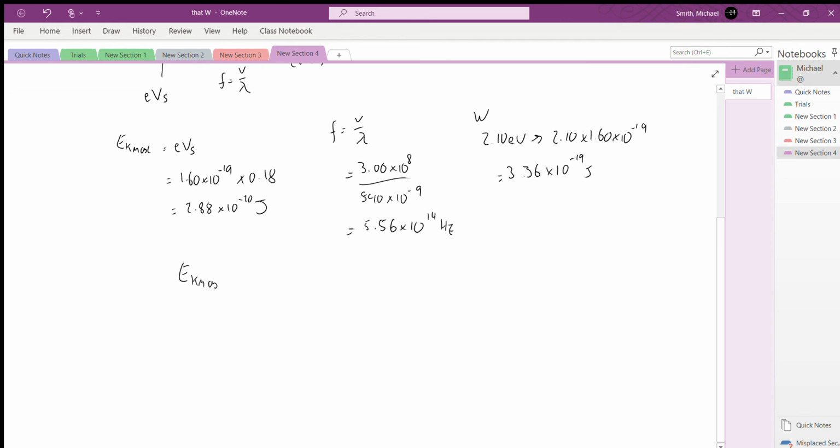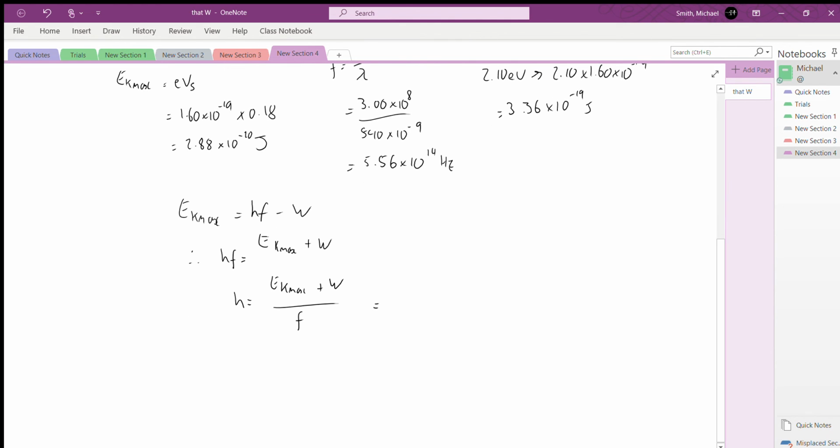So E K max is hf take W, therefore hf equals E K max plus W, and finally h equals E K max plus W all over f. And now we can substitute those values in. E K max was 2.88 times 10 to the power of minus 20 plus our work function 3.36 times 10 to the power of minus 19 all over our frequency 5.56 times 10 to the power of 14 hertz, and we get 6.57 times 10 to the power of minus 34 joule seconds for Planck's constant, which isn't too bad.